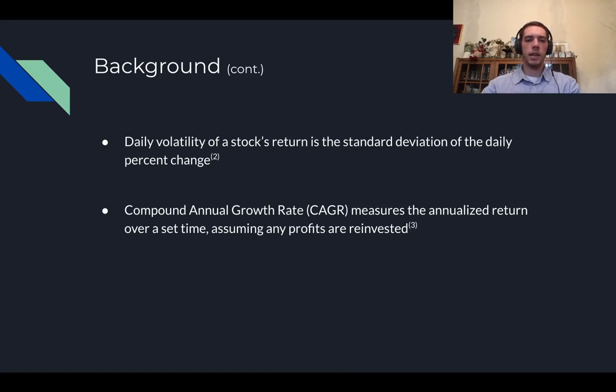Now, on the finance side, a daily volatility of a stock's return is the standard deviation of the percent change, and the compound annual growth rate is going to measure the annualized return over a set time frame, and it assumes that any profits that are made are being reinvested.